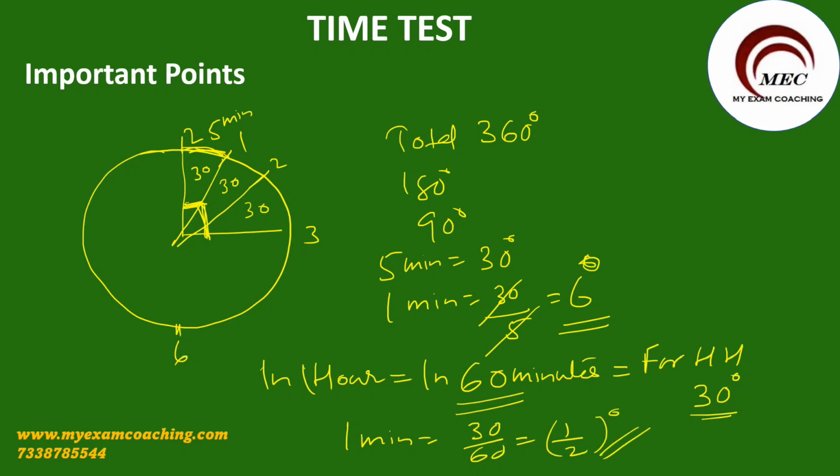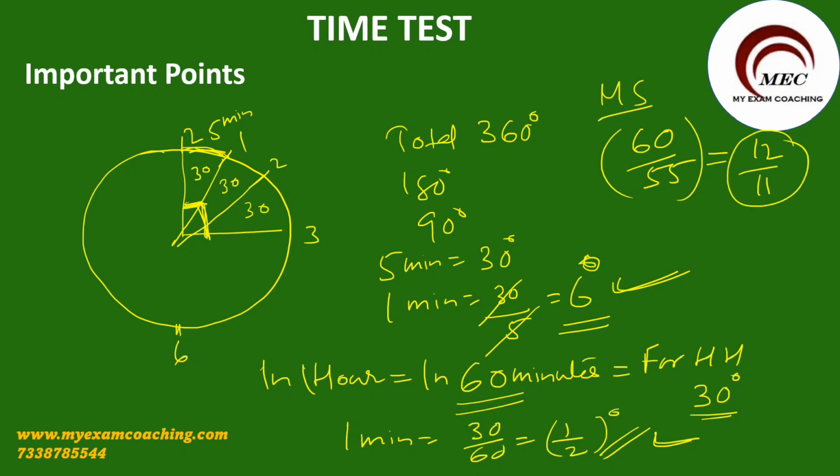So these are the important information we have to remember before solving any questions. Before going to the question, remember the minute space is 60 by 55. You can also remember it as 12 by 11. You can cut it with 5. 5 से कट करो आपको 12 by 11 मिल जाएगा. ये 12 बार, ये 11 बार. So 12 by 11 भी आप लिख सकते हैं.